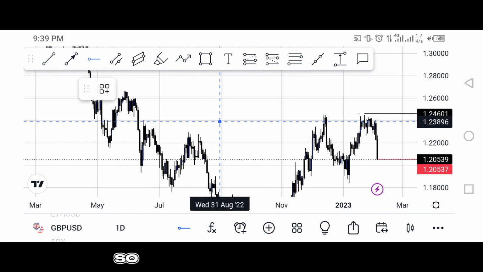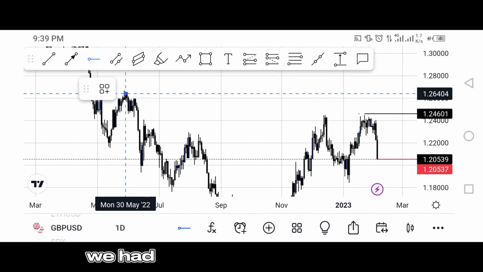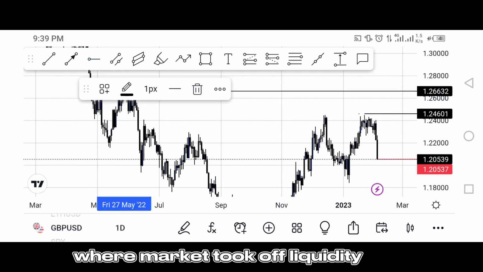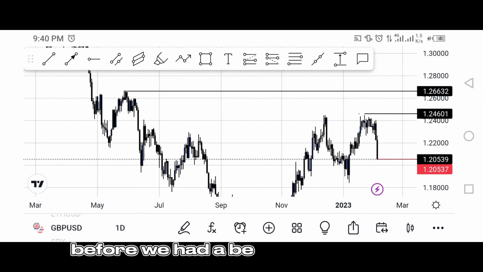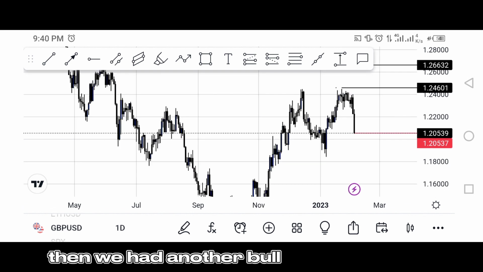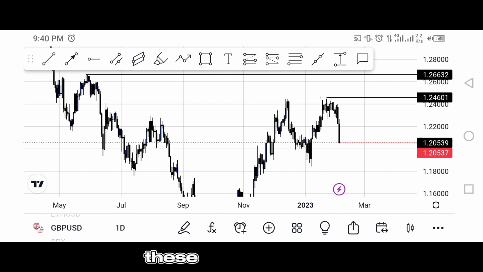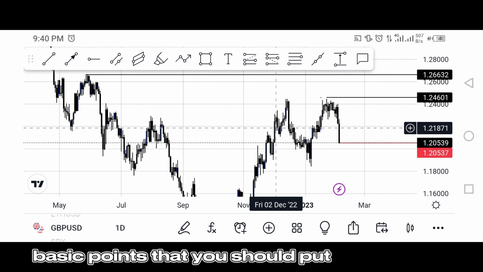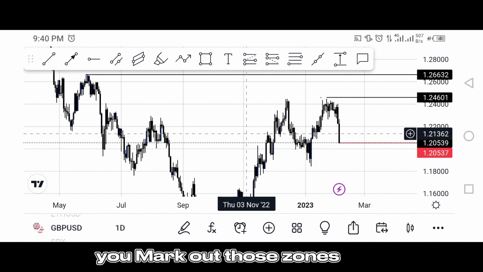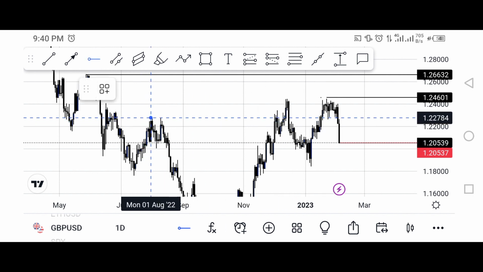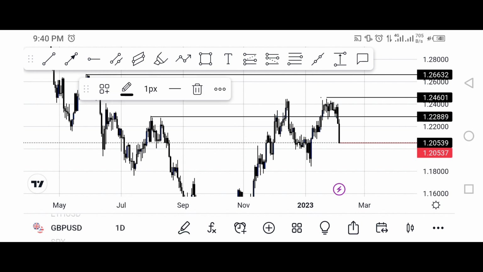So we have one that is around this point. We had a liquidity point here where the market took up liquidity before we had a bearish move downward. Then we had another bull movement. Then we got to this point. So these are basic points that you should put in mind. You mark out those zones. Those zones help you to trade effectively.